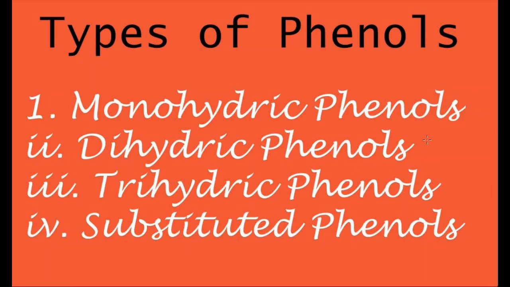Hi everyone. In this video, we are going to discuss the classification of phenols, that is, the types of phenols. The first one is monohydric phenols. There will be only one OH group. The second one is dihydric phenols. There, two OH groups will be there. The third one is trihydric phenol. It has three OH groups. And the fourth one, the last one, is substituted phenols.